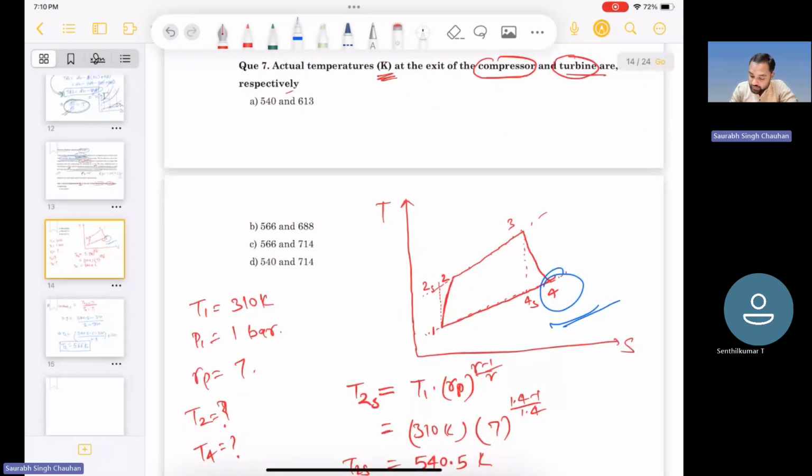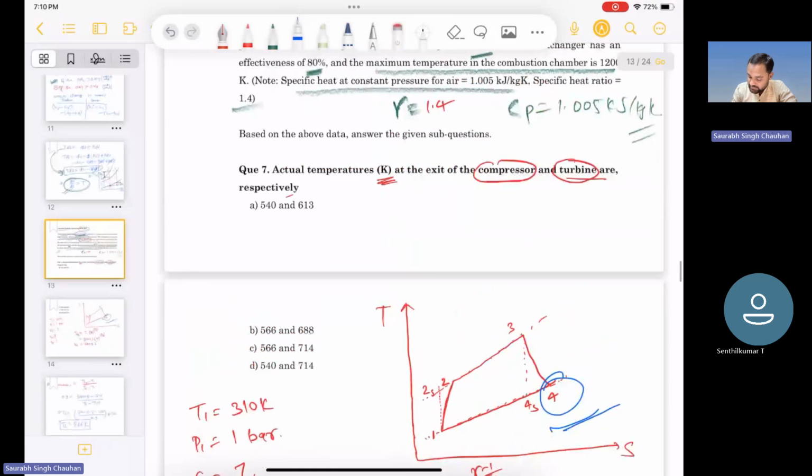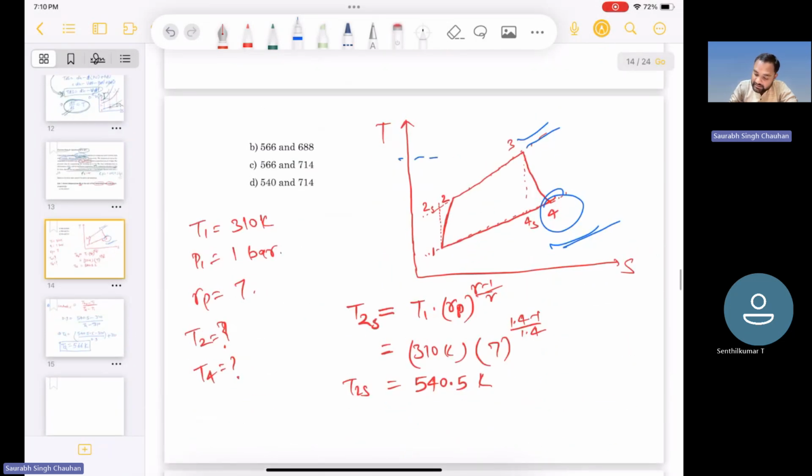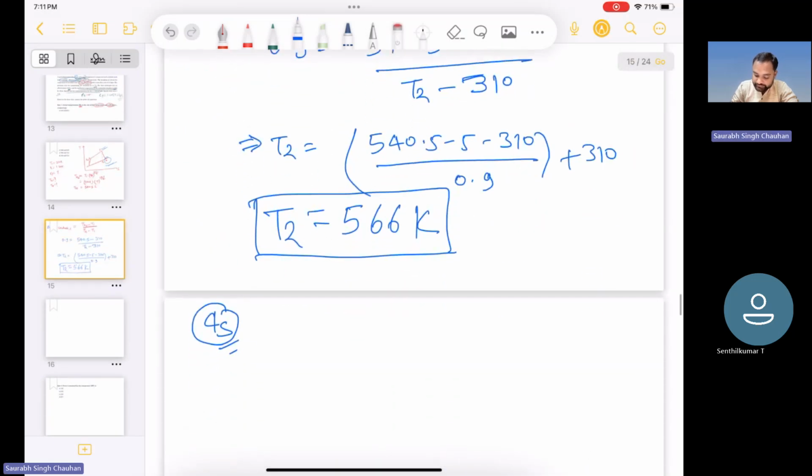And what do we have? Do we have T3? Yes, we have T3. It is given that the maximum temperature in the combustion chamber is 1200 Kelvin. And where is the maximum temperature? At T3, temperature is maximum. 1200 Kelvin is the maximum temperature. Okay, so T3 we have. It is equal to 1200 Kelvin.